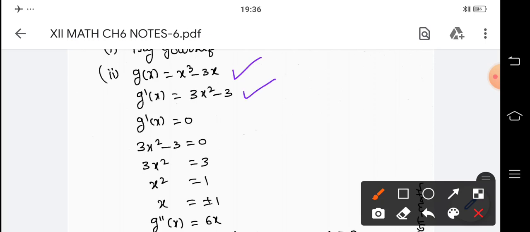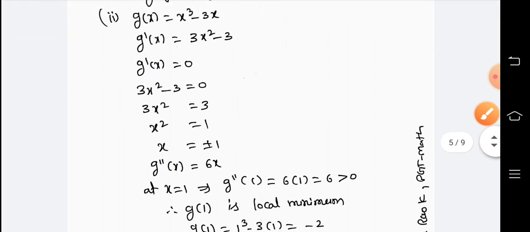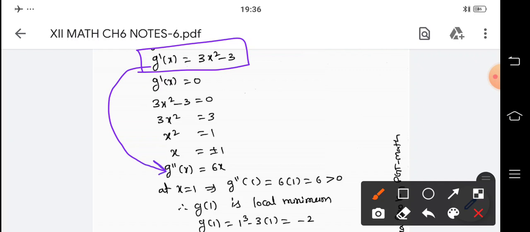First derivative test: g dash of x is equal to 0. 3x square minus 3 equal to 0. 3x square is 3, x square is 1, x is plus or minus 1. Now let us go for the double derivative. Which is g dash of x is this one. From here, g double dash of x is 6x. So the critical points are plus 1 and minus 1.